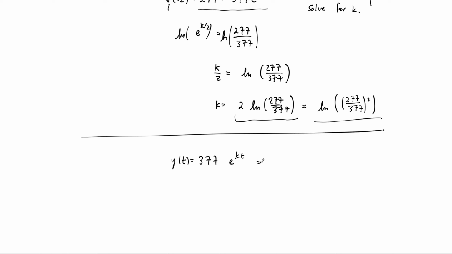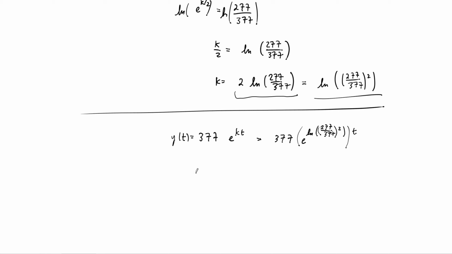E to the kt, and then we know what this is, right? So 377 e to the natural log of 277 over 377 quantity squared times t. All right, but look what happens here. We can use our exponent rules, right? And then this log will cancel with this. And we can rewrite this entire equation, y of t equals, the exponential cancels.